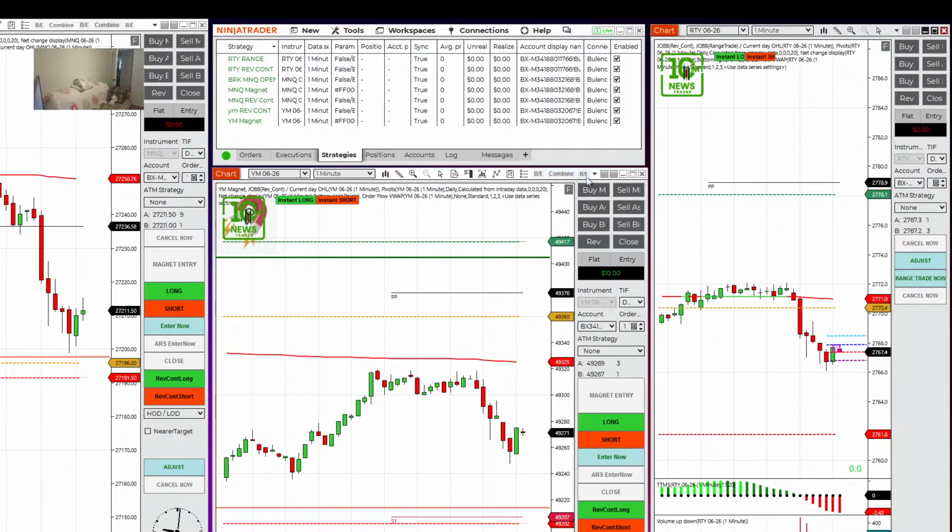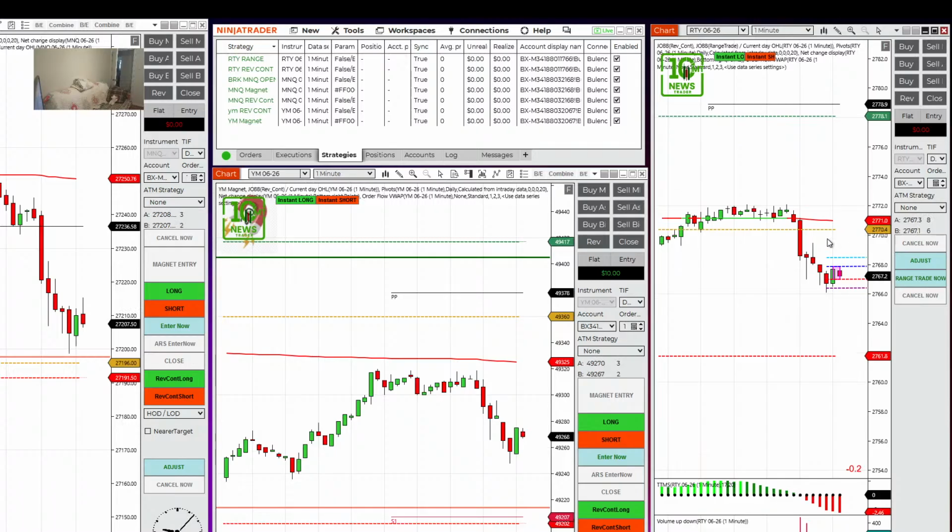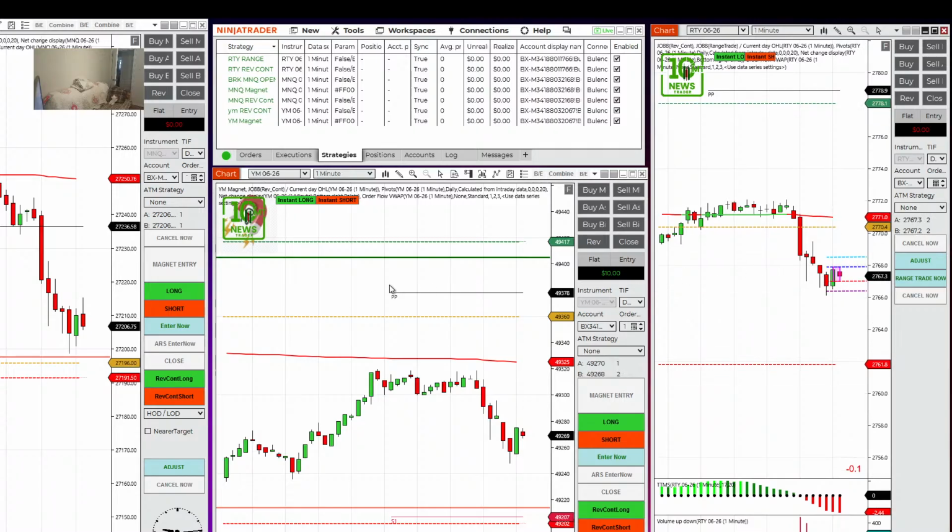So you can check that you've set things up correctly. Notice our RTY range is starting to trade, starting to calculate the range.